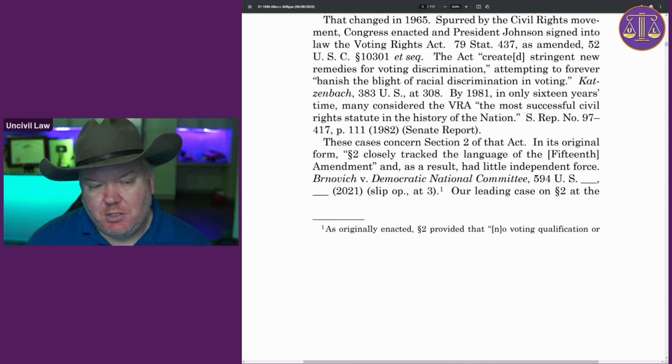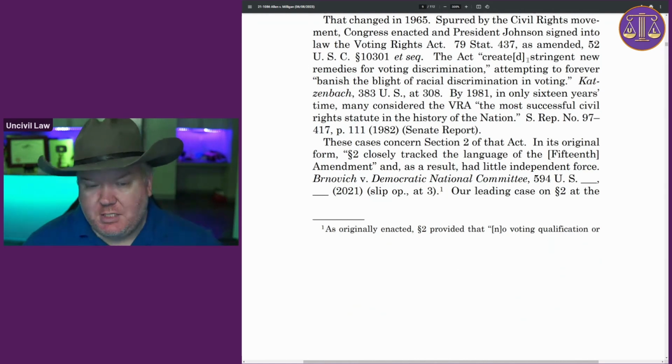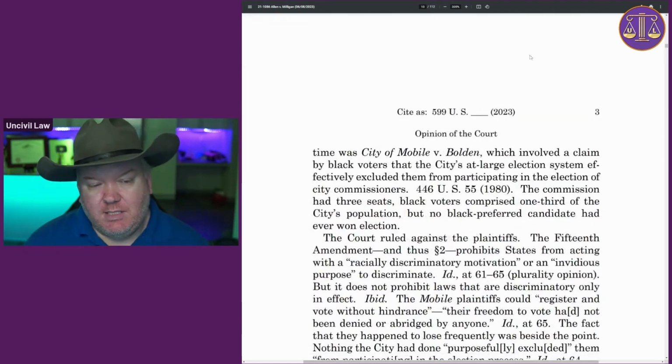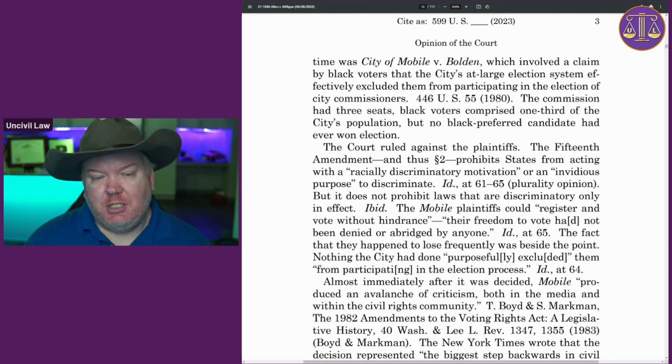In its original form, Section 2 tracked the language of the 15th Amendment, and as a result had little independent force. Yeah, if they're just going to repeat the language of the Constitution and statute, then what's kind of the point? Our leading case on Section 2 at the time was City of Mobile versus Bolden, which involved a claim by black voters that the city's at-large election system effectively excluded them from participation in election of city commissioners.